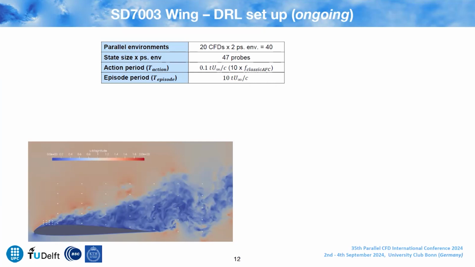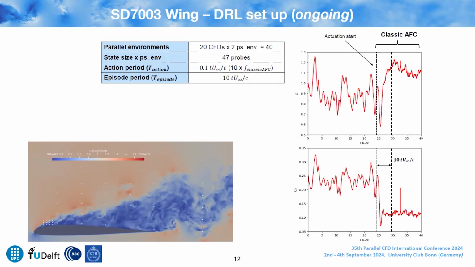the real flow. For the action, the frequency of the action is 10 times faster than the frequency that we apply for the classical control. And the episode length is about 10 time units. This was selected accordingly to this. This is the lift and drag coefficients for the classical control. And you see that it takes roughly 10 time units to reach this statistically steady state. And that's why we selected this episode length.